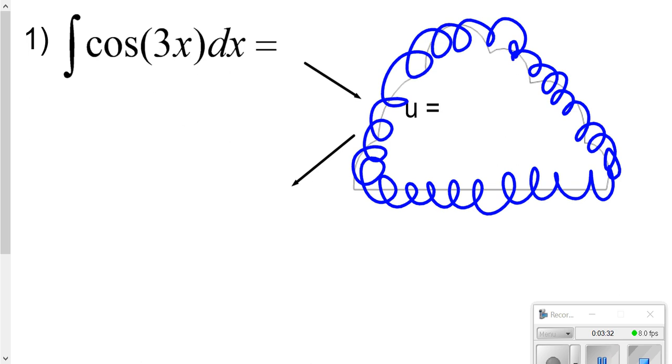It's very critical. Okay. So the first thing you have to pick is what you're going to make your u, and your u should be that inside function when you're thinking about this as a composition. So here it's pretty straightforward. The inside part is that 3x. So you're going to call u 3x, and then right away, inside your cirrostratus, you need to do the derivative of that. So you get du equals 3 dx.